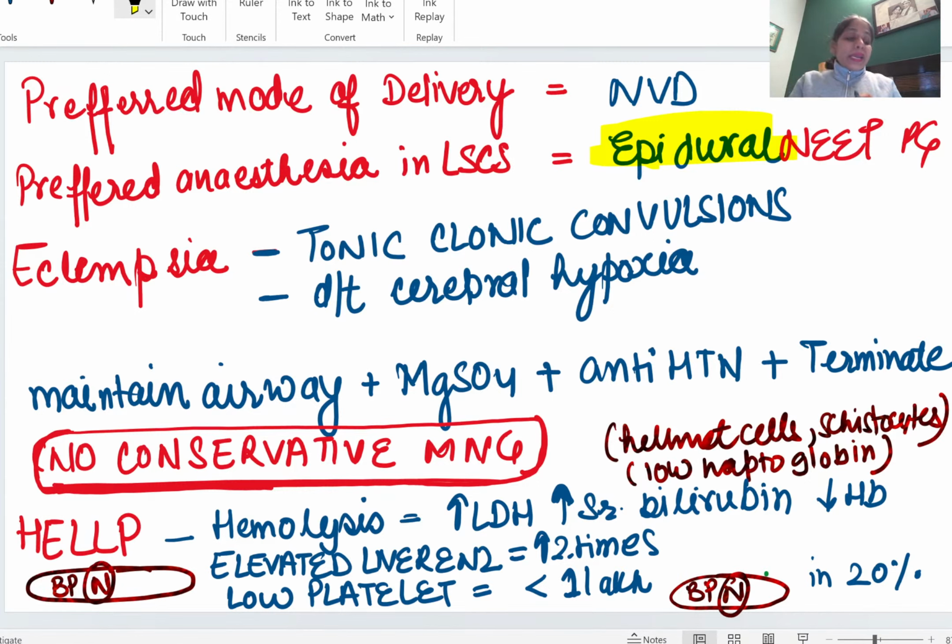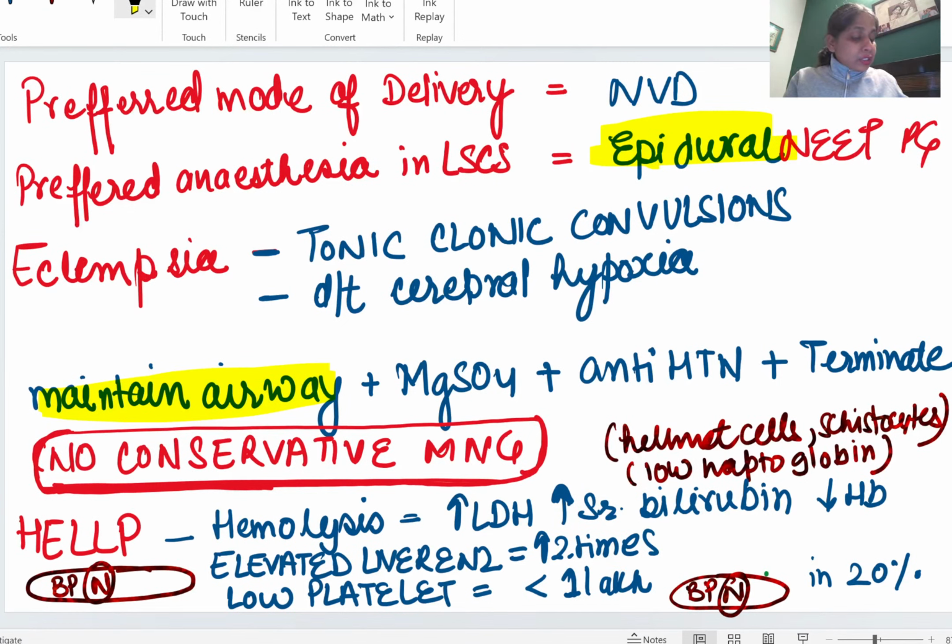Now eclampsia. What is eclampsia? Patient is throwing convulsions. Patient has gone into cerebral hypoxia. Now the first step; questions are asked quite frequently on first step and next step. The first step will be to maintain the airway. Why the first step? Because patient is throwing fits. If patient will aspirate, then patient will expire.